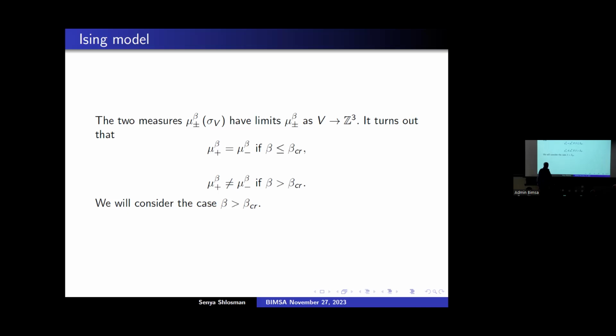And once your temperature is lower than the critical temperature, the two states are different states. The two probability distributions, the two sequences of probability distributions, go to different limits, mu plus beta and mu minus beta. And this is what made the Ising model very famous and nice, because that feature indeed models the behavior of the ferromagnet.